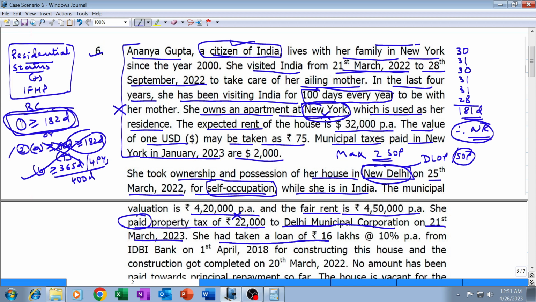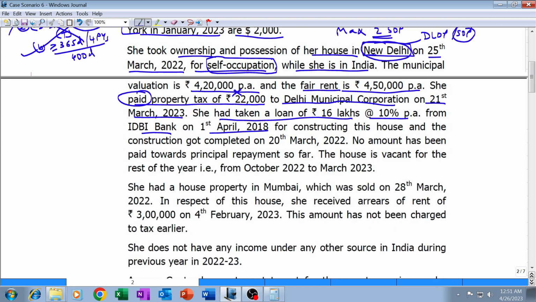She had taken a loan of 16 lakh rupees at the rate of 10% per annum from IDBI Bank on 1st April 18 for construction purpose. Loan has been taken on or after 1st April 1999 for construction of this house, and the construction got completed on 20th March 2022, that is in the current year, financial year 22-23. Okay, no amount has been repaid towards principal repayment so far.